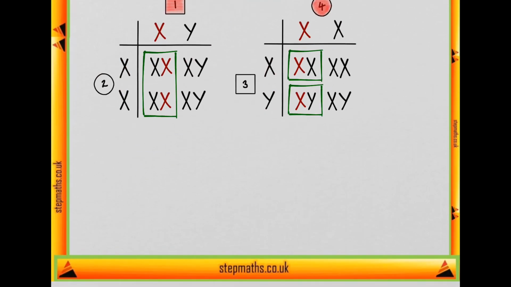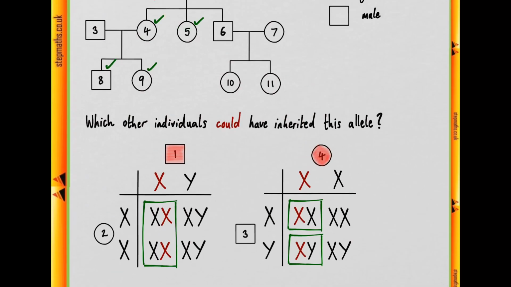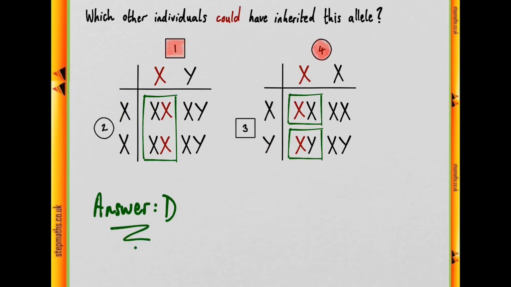So our answer is that 4, 5, 8 and 9 are potentially inheriting the allele, so our answer is option D.